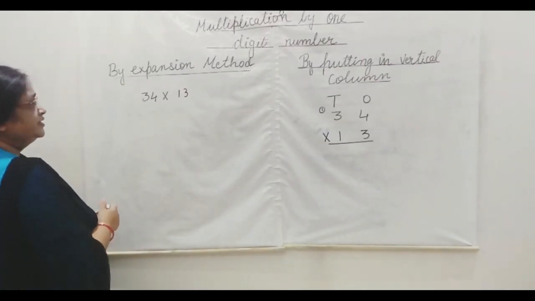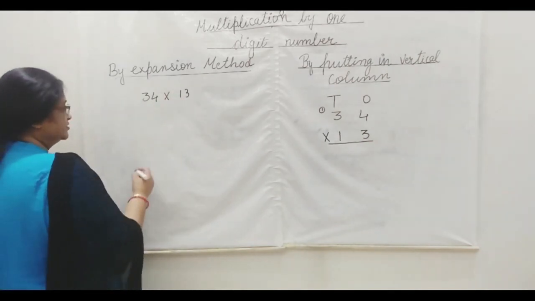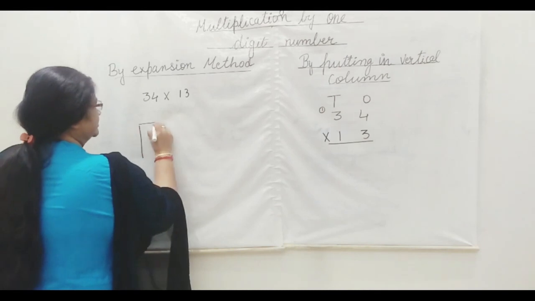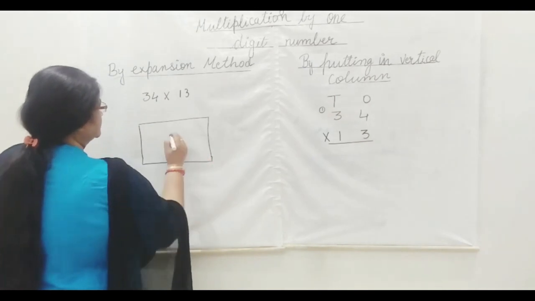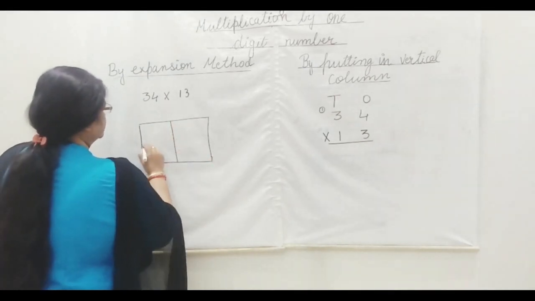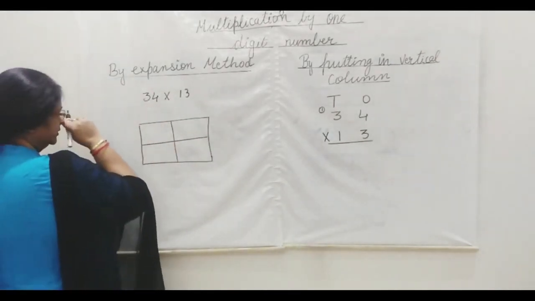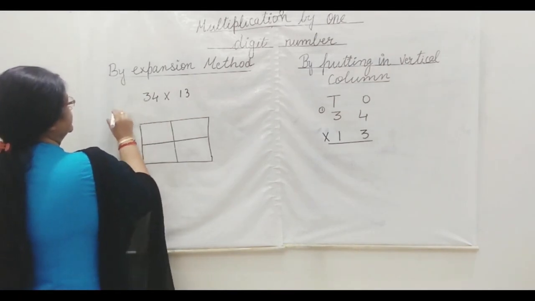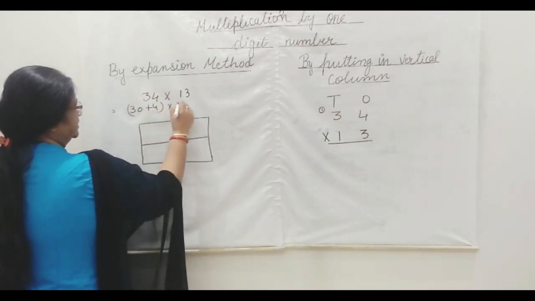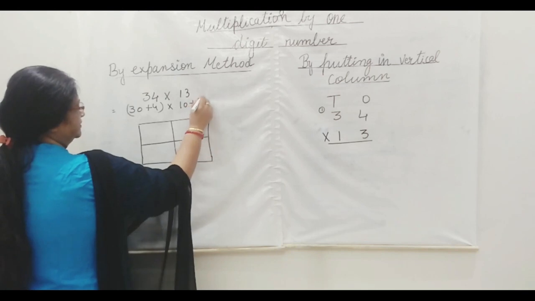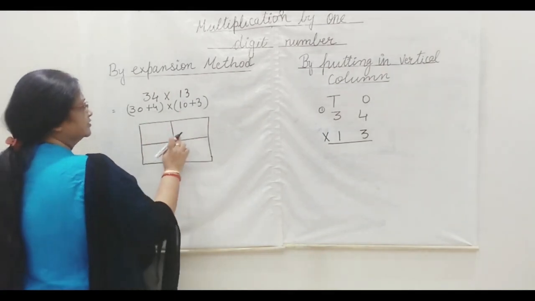Now children, when we get two digits to multiply with two digits, we can follow one more method. Let's do that. First of all, you will make a box divided into 4 parts, because there are 4 digits. First you do the expansion form, that is 30 plus 4, multiplied by 13, so 10 plus 3. This is the expansion form that you have done.